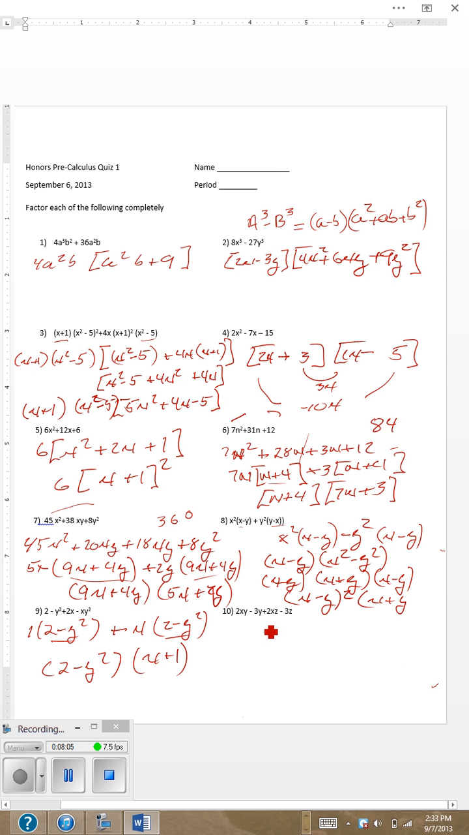Lastly, number 10, split it down the middle. From the first two, y is common, comes out, it's common to 2x minus 3. From the second two, z is common, common to 2x minus 3. Common binomial factor, 2x minus 3, common to y plus z. Now factored. There you have Quiz 1 solutions completed.